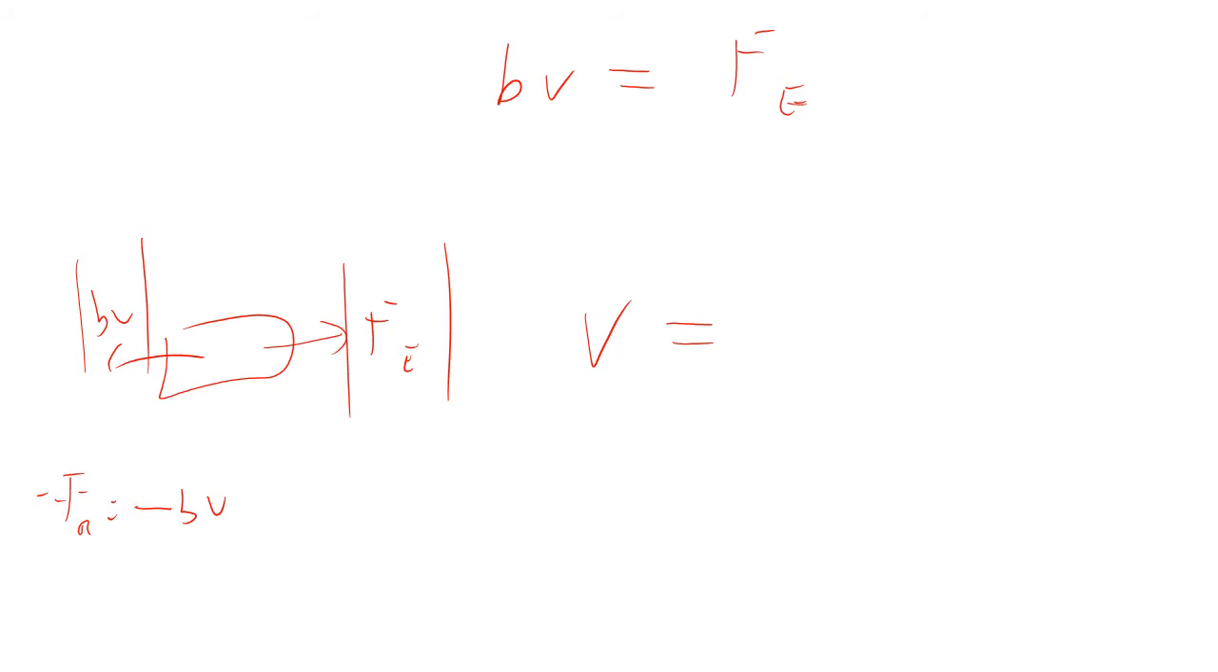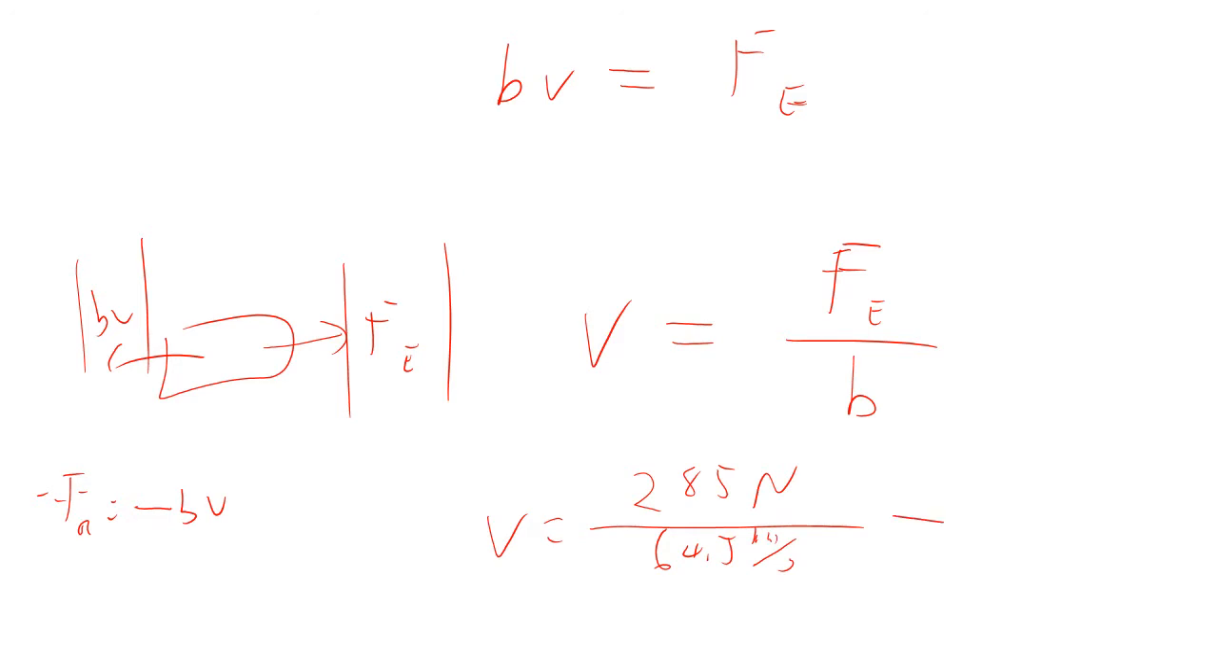So the speed is going to end up being the force of the engines, the thrust of the engine, divided by the coefficient. In this case, assuming the engine is at maximum output, it's 285 newtons divided by 64.5 kilograms per second. That comes out to be 4.42 meters per second, which is pretty quick. That's a pretty decent clip. So that's the speed of the boat at maximum.